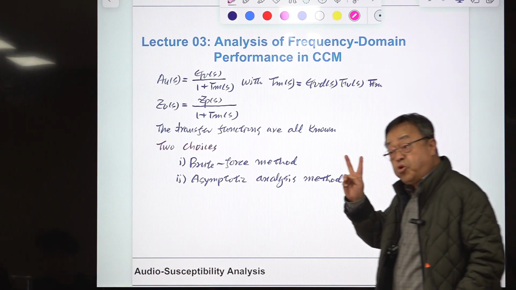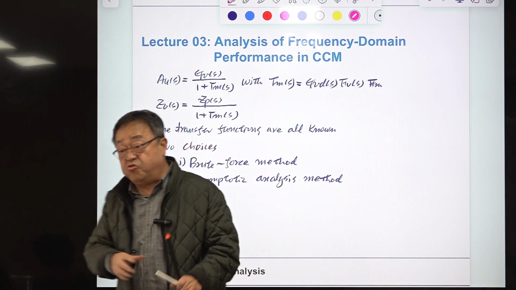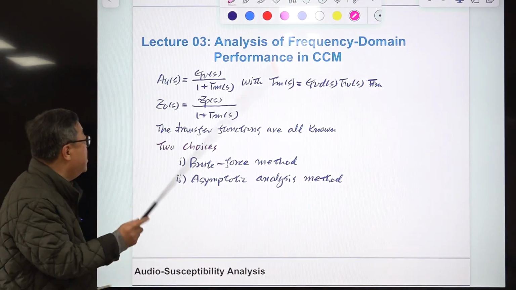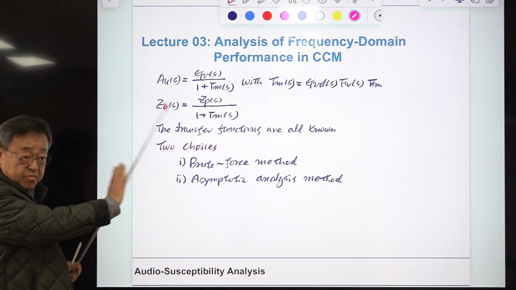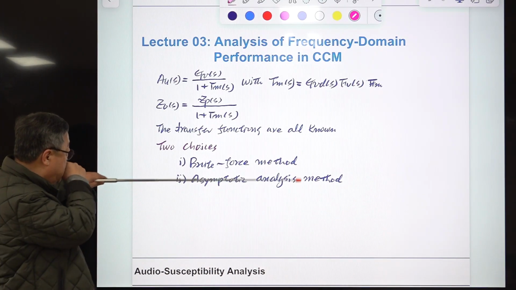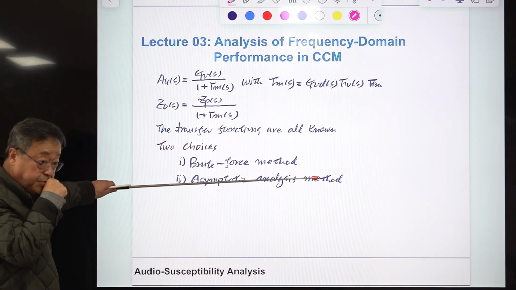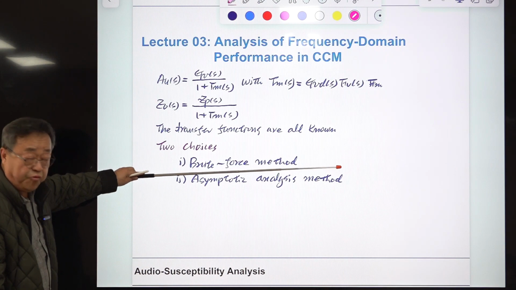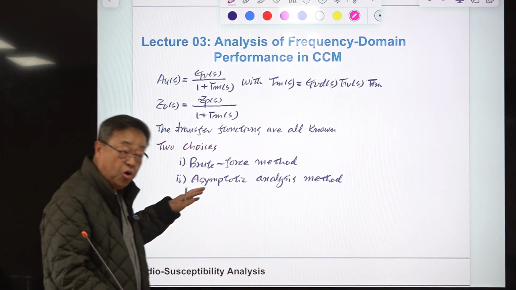So you have two choices here. One is you have the expression, 5 different transfer functions. Put them here and do the manipulation, analytical derivation, and come up with the result. Okay, that is the conventional method. That is the called brute force method. We want to avoid this.